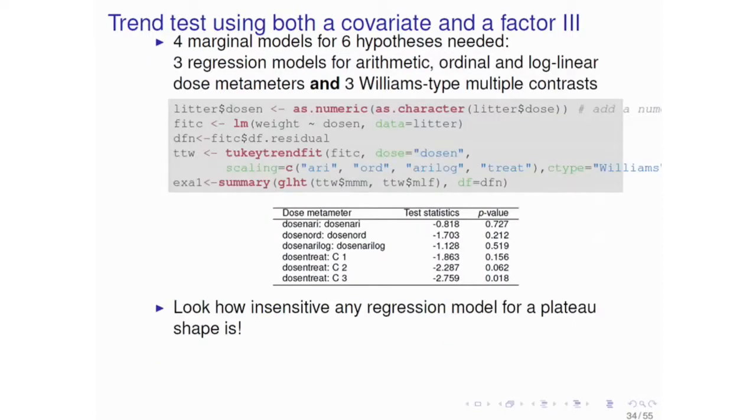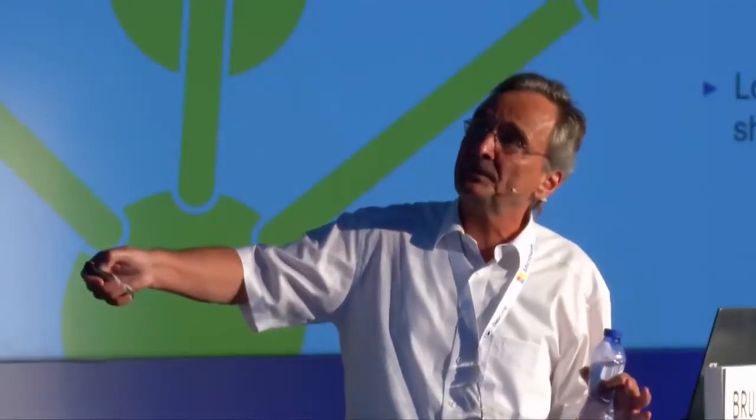How can we analyze it? And now I use 4 marginal models for 6 hypotheses. 3 regression models for my arithmetic, ordinal and log linear, and 3 Williams-type multiple contrasts. Very easy here in the Tukey trend function. You can say arithmetic, ordinal, arilog and treatment. Treatment is a nickname for factor. And then you can define your contrast type. You see, again, it's open. You can use the entire world of contrasts, not necessarily Williams. Williams is predefined here, but you can also write any contrast matrix you like.